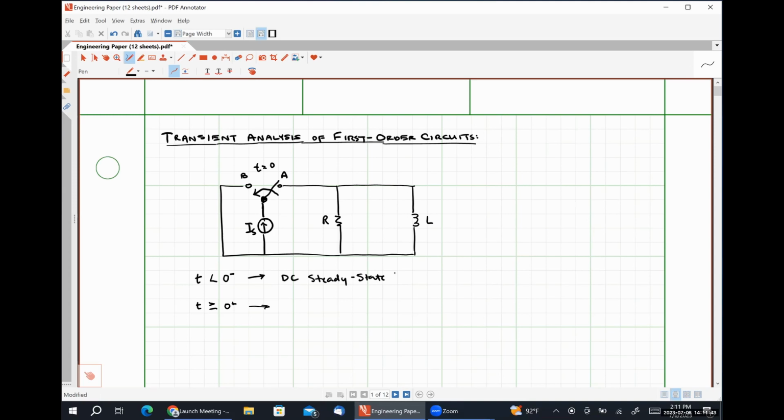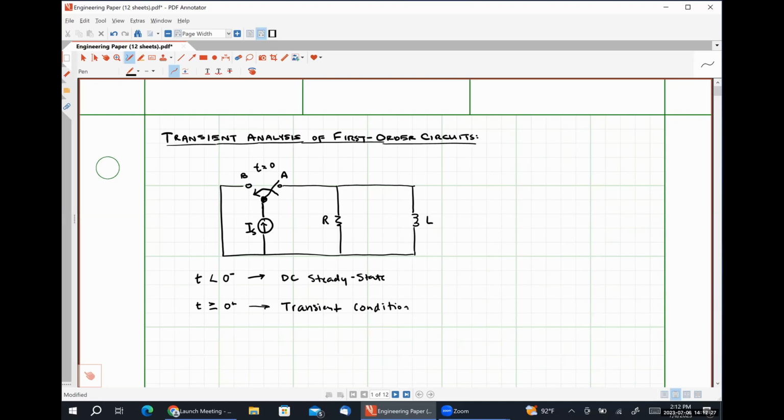So our switch has been closed at position A for a very, very long time. And what constitutes a very, very long time, we'll talk about in a little bit when we get to the concept of time constants, okay? For T greater than or equal to zero plus, our circuit is in a transient condition. That simply means that it is undergoing some sort of change that will influence the behavior of currents and voltages in our system. So let's talk about the quantities that we might be interested in, okay?